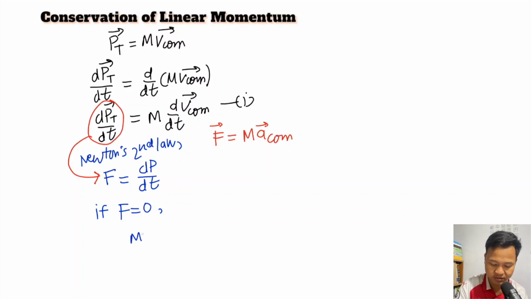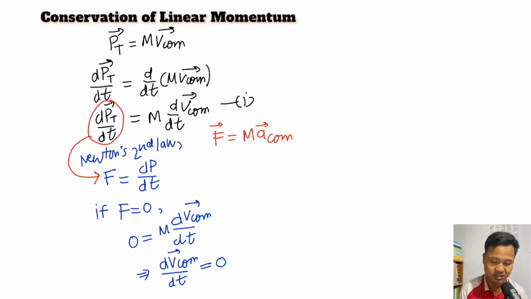So here you'll have 0 is equal to m into dvcom divided by dt. Here m is not 0, and 0 divided by anything is 0. So finally dvcom by dt is equal to 0. Okay. It's possible. So when is this possible? When will you have dv by dt equal to 0?